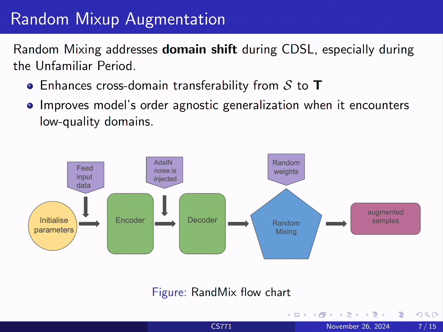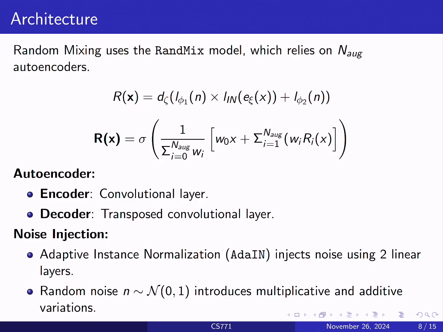This figure depicts how RandMix works. As you can see, we inject noise at various stages to add to the randomness. This slide just shows mathematically what we described in the previous slide. We use an autoencoder and inject noise into it by using AdaIN. We further introduce randomness by mixing the outputs with random weights.